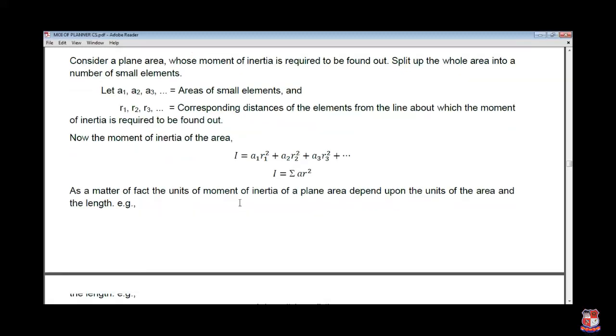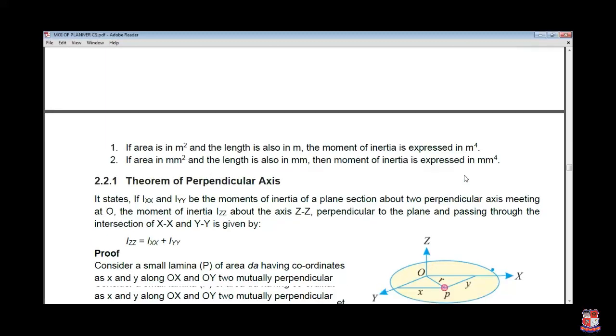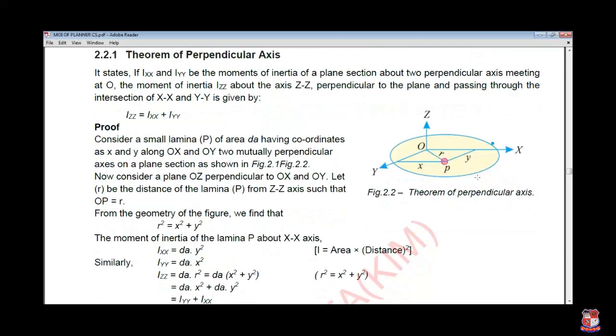As a matter of fact, the unit of moment of inertia of a planar area depends upon the unit of area and its length. If area is in meter square and length is in meter, then it is expressed in meter raised to 4. If the area is in mm square and length is in mm, then the moment of inertia is in mm raised to 4. Now an important theorem is the perpendicular axis theorem.